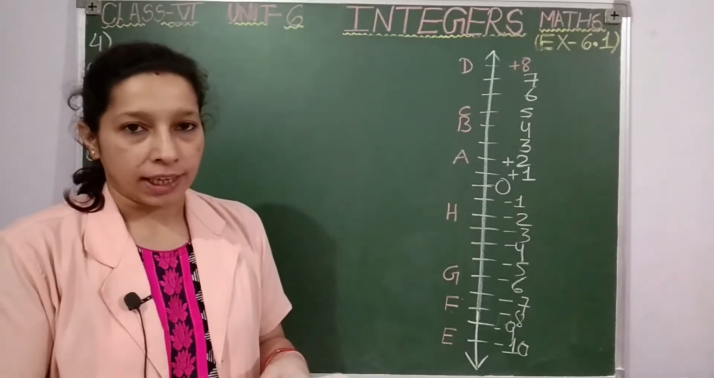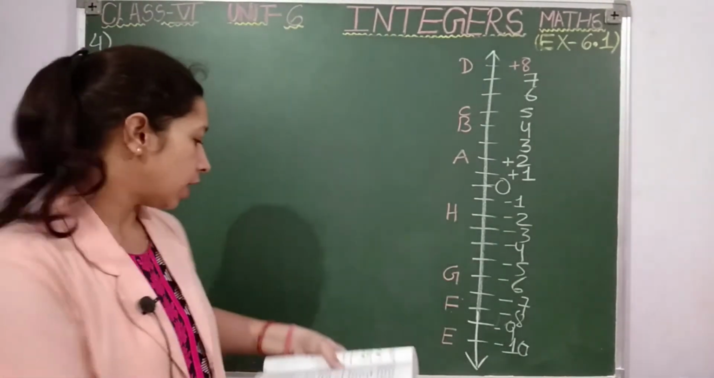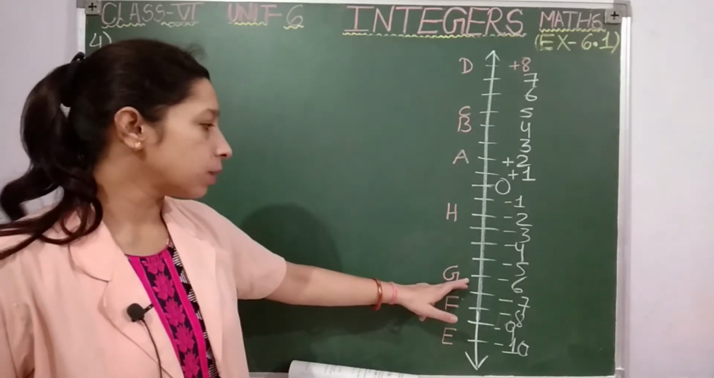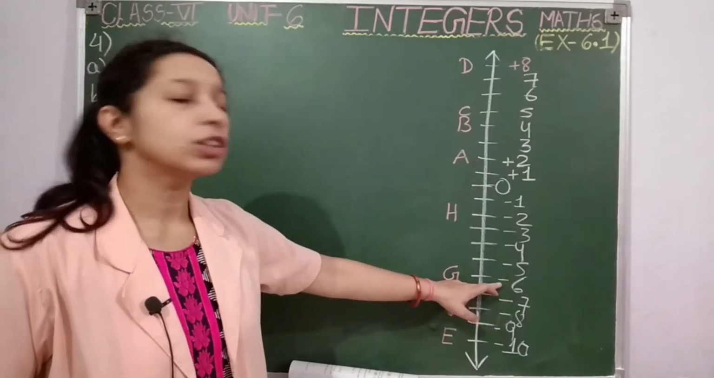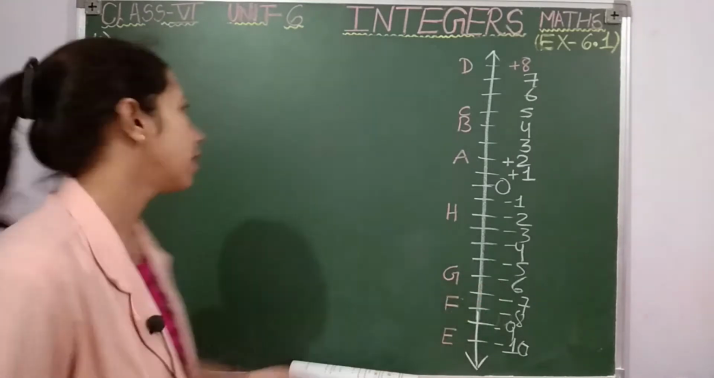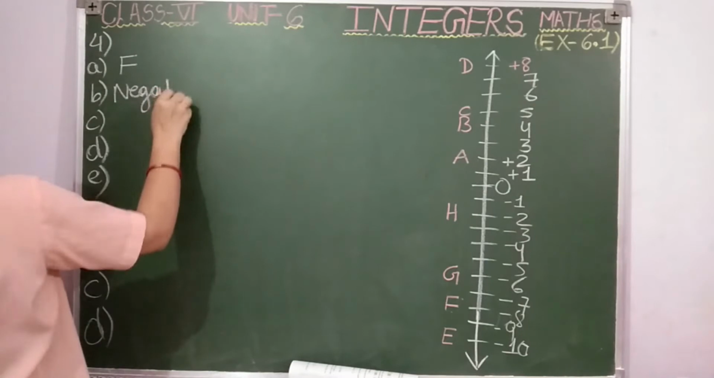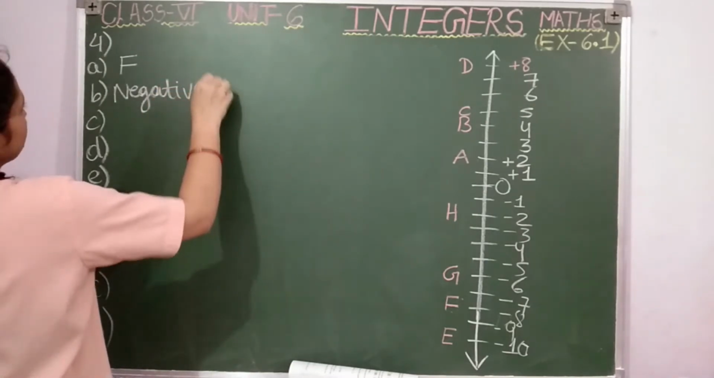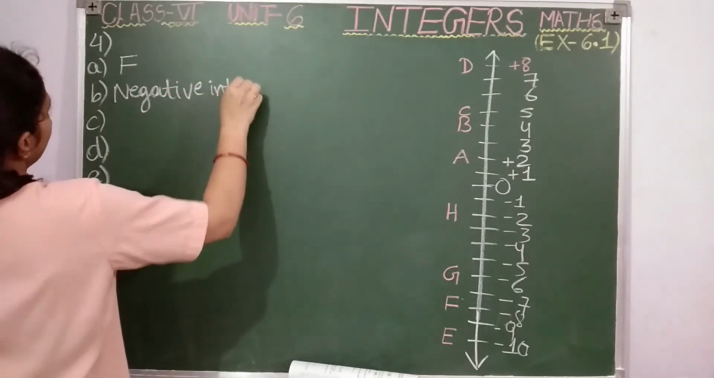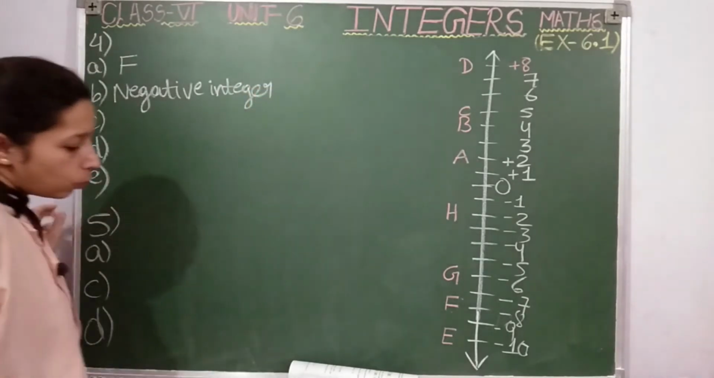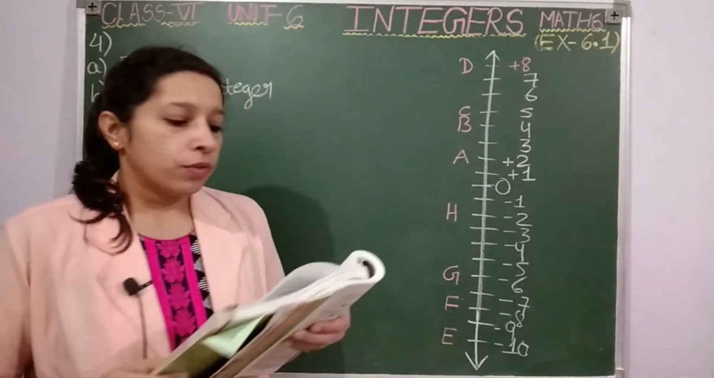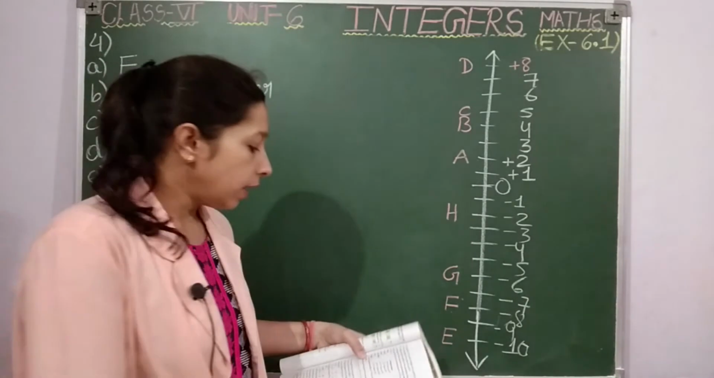Is point G a negative integer or a positive integer? You tell. See, here is point G. Is it a negative integer or a positive integer? -6. It is a negative integer. So observing the number line, we are simply writing the answer, students. Okay, negative integer. Okay, then question number C. Write integers for point B and E.